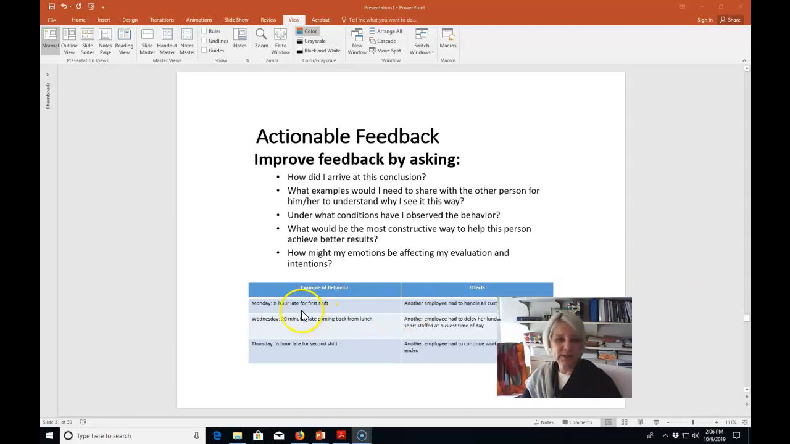So there's a little example down here. The behavior is that somebody is half an hour late for their very first shift. If you have data and evidence that they really didn't arrive until 30 minutes late, then you can tell them that that's what you're trying to correct. And the impact is that other people had to stay late, or somebody had to stay longer than their shift ended and didn't get home to their family on time. These are the connections to make, linking specific behavior to specific impact.